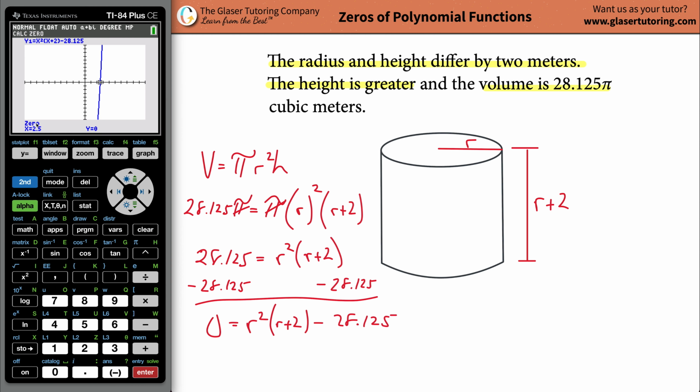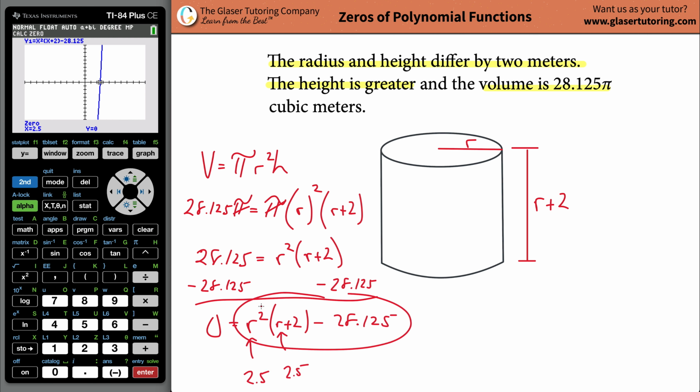So this is the x value, and remember that's the same thing as the r in this problem. So if you were to plug in 2.5 for r, guess what? This whole side would become 0. And that's the benefit of setting any equation equal to 0. All right, if you can then find the x-intercept, that is a solution.